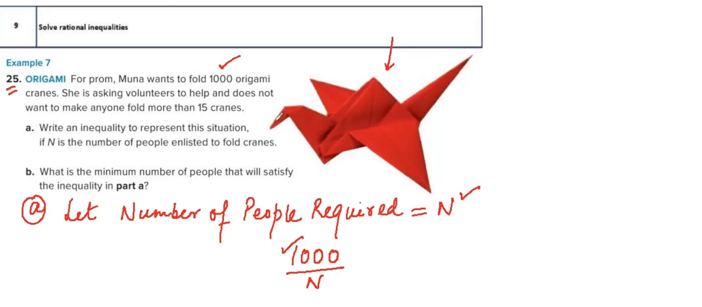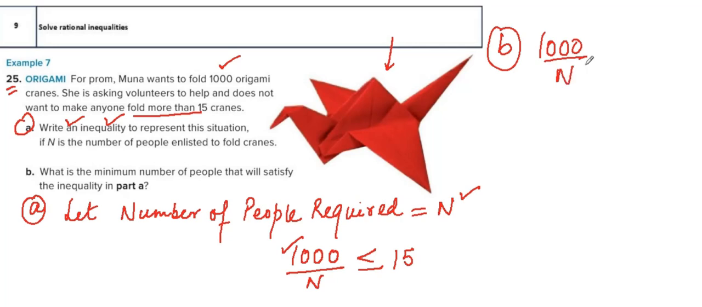And what they are saying here is no more than 15. No more than 15 means either equal to 15 or less than 15. So you will use the less than or equal to inequality. For part A they're asking us to just write the inequality. Part B we have to solve, and we will solve it easily: 1,000 divided by n is less than or equal to 15.